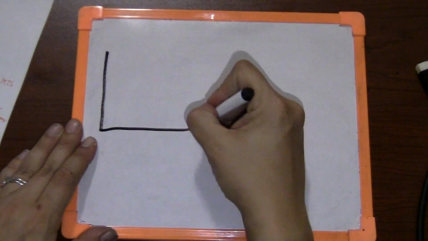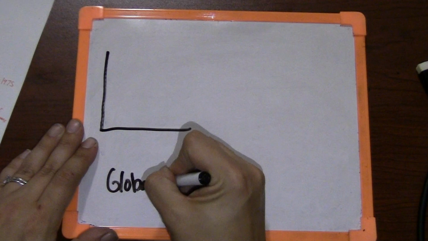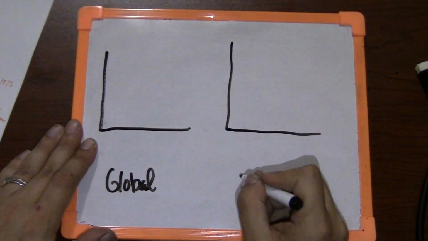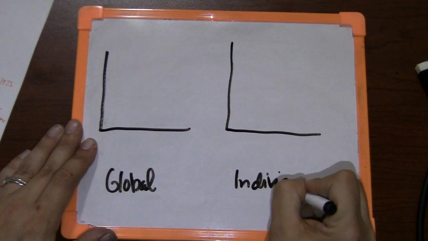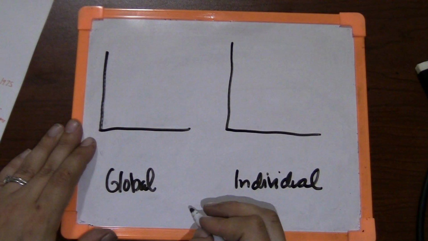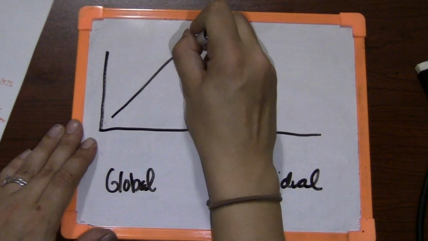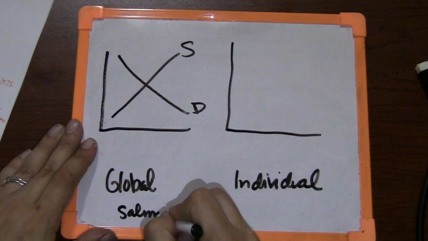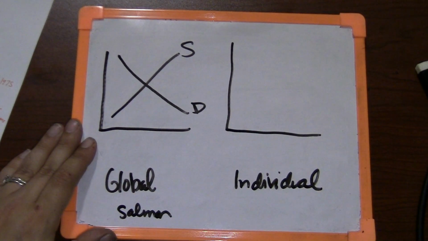Okay, so to help us see that, we'll draw the perfectly competitive graph another time from scratch, because you can never draw it too many times. So remember, we have our global market over here, and then the individual on the right. And we draw them next to each other because they are connected. The global market is made up of the supply and the demand. Let's say for salmon, keep my favorite product in there.